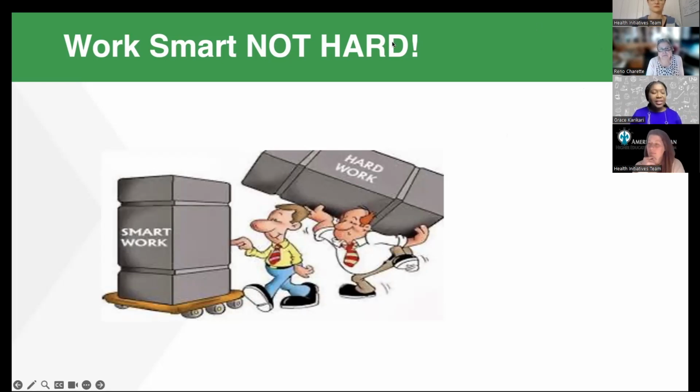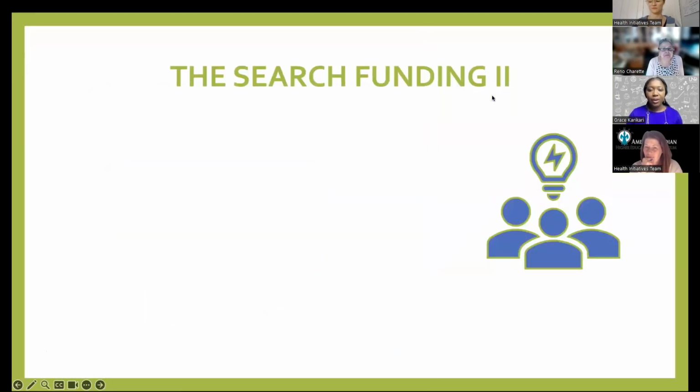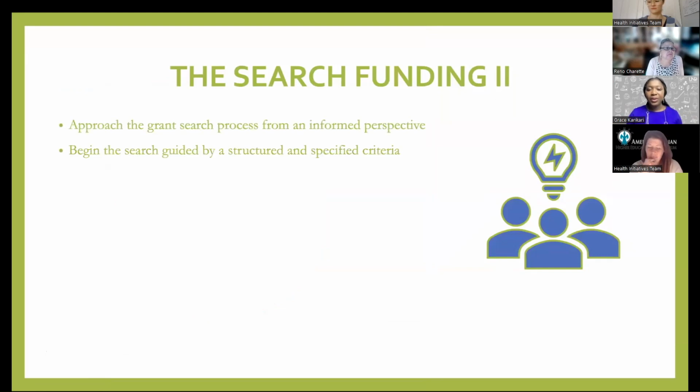So as you can see, this slide said work smart, not hard. I'm not saying hard work is bad. Hard work is wonderful. But when it comes to grant writing and grant search, smart work is the way to go. First of all, you have to know what you are looking for. Okay. What are you looking for? How do you start with the search? Approach the grant search process from an informed perspective.